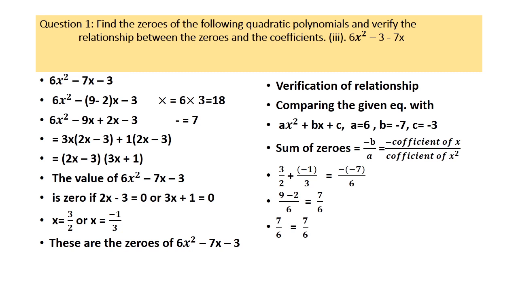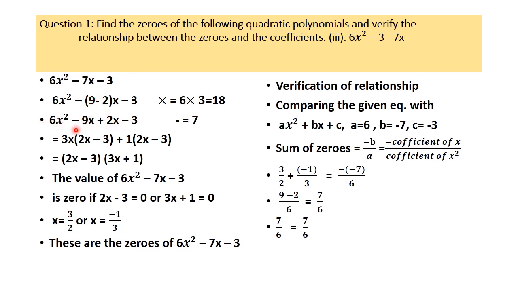Third part of the first question: 6x square minus 3 minus 7x. This is the equation, 6x square minus 7x minus 3. Now we will multiply the first and last term: 6 into 3 is 18, the sign of the last term is minus, and the middle term is 7. Now we will take two numbers whose product is 18 and whose difference is 7. So 9 2s are 18, so 9 minus 2. Now we will open the brackets: minus 9x minus minus plus 2x minus 3.